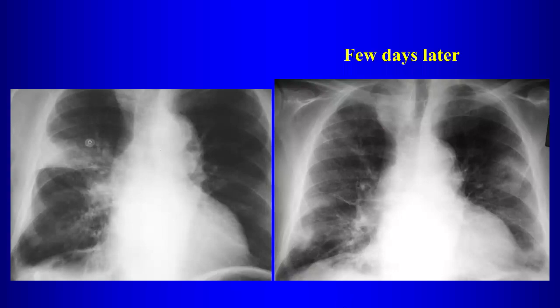The left looks like there's a new opacity. Yeah, there's a new opacity here on the left side, possibly also here too, in the periphery of the right side. So we have these so-called fleeting consolidations that come and go in somebody with an elevated eosinophil count. What do we call this? Which of the eosinophilic pneumonias is this? Löffler's? Yeah, so this is Löffler syndrome, okay?